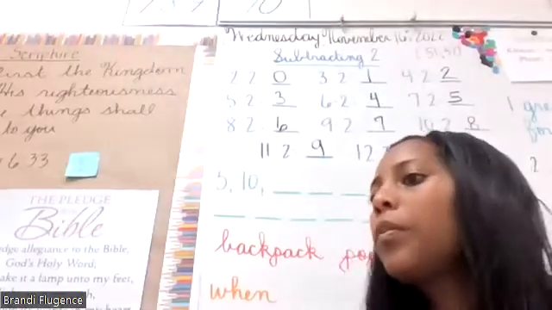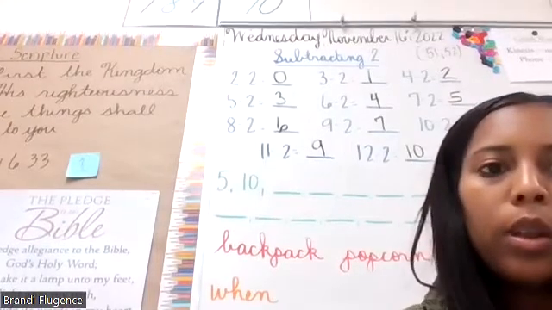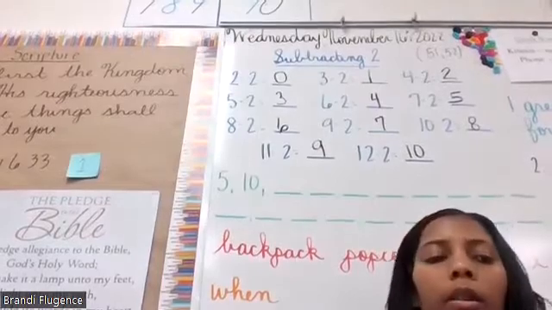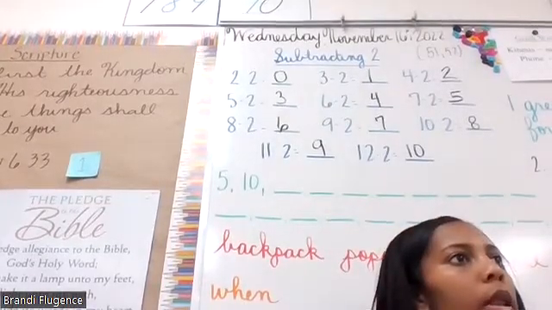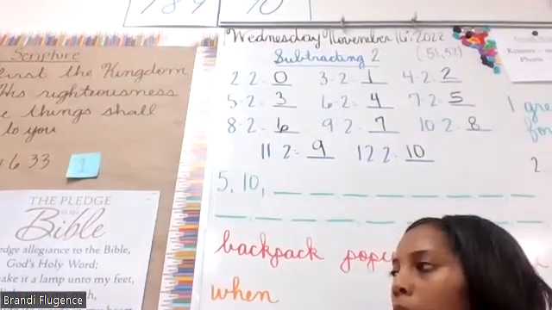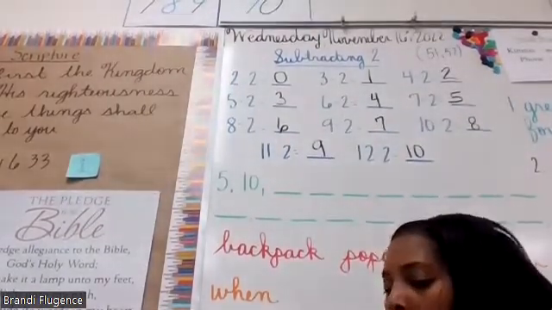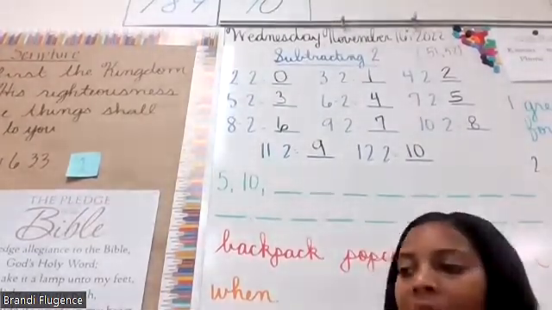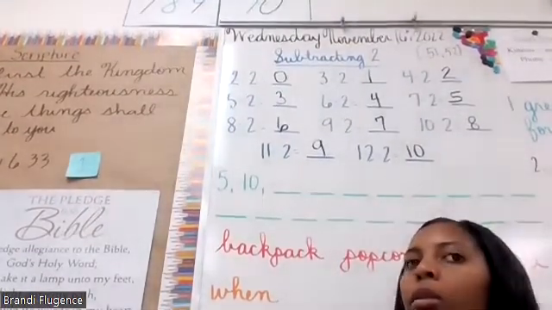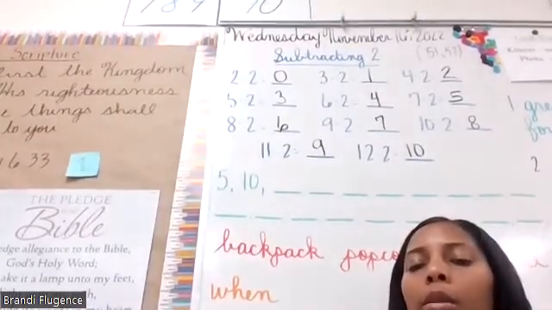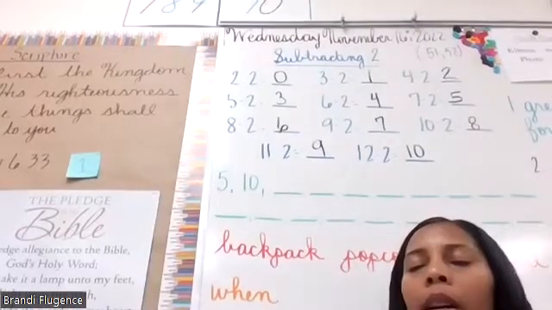Let's start on the A side, 2 minus 2. So 2 minus 2 equals 0. 3 minus 2 equals 1. 4 minus 2 equals 2. 5 minus 2 equals 3. 6 minus 2 equals 4. 7 minus 2 equals 5.